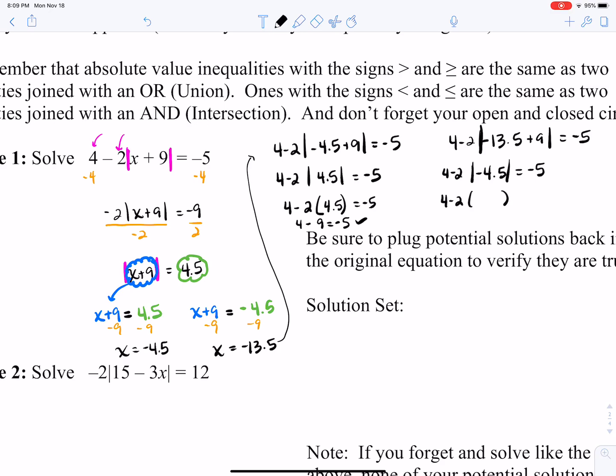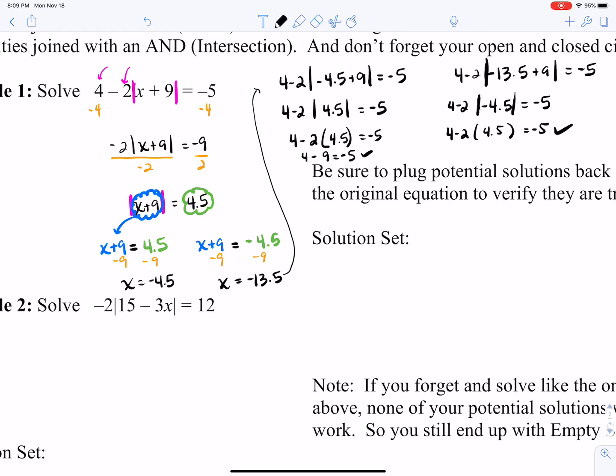Now, when you absolute value negative 4.5, you get positive 4.5. And it turns out that one works as well. So my solution set, MyMathLab probably wants it in the brackets. A lot of times they give us the brackets. It would be negative 13.5 and negative 4.5. Those are my two answers.